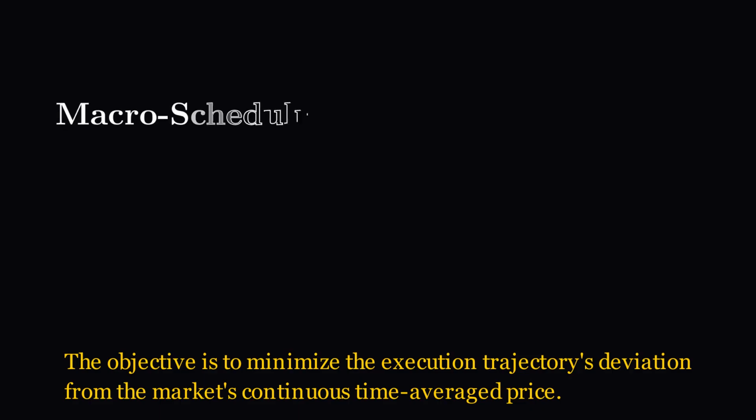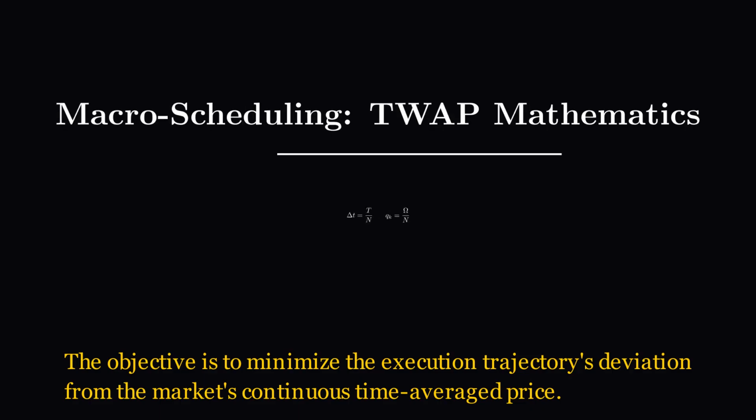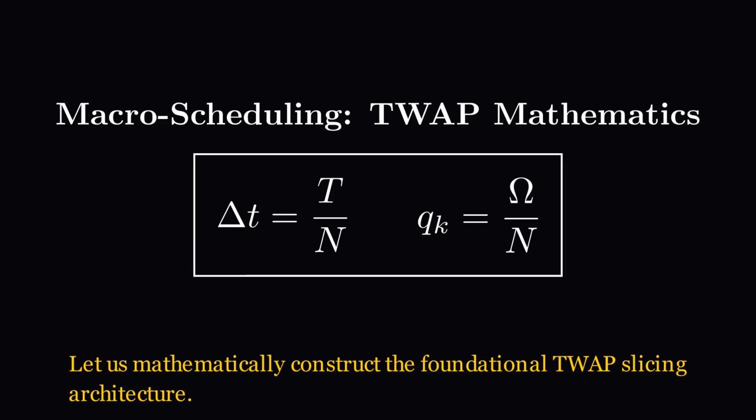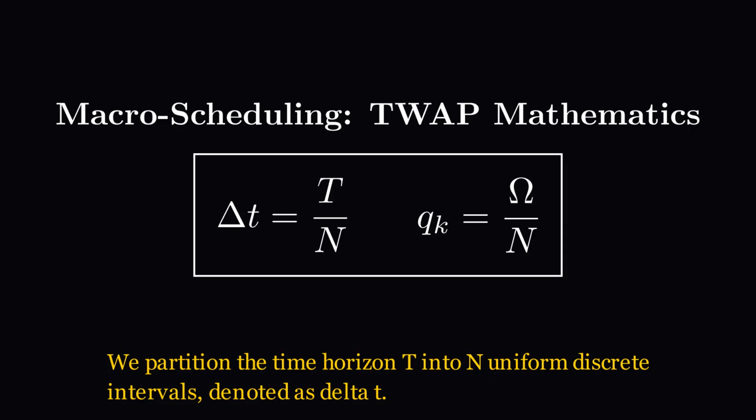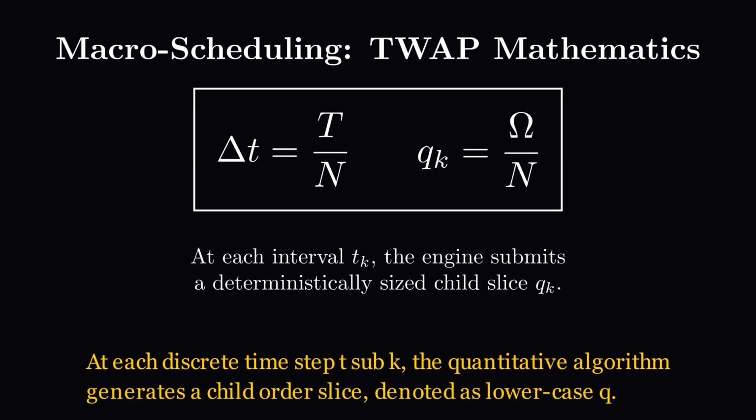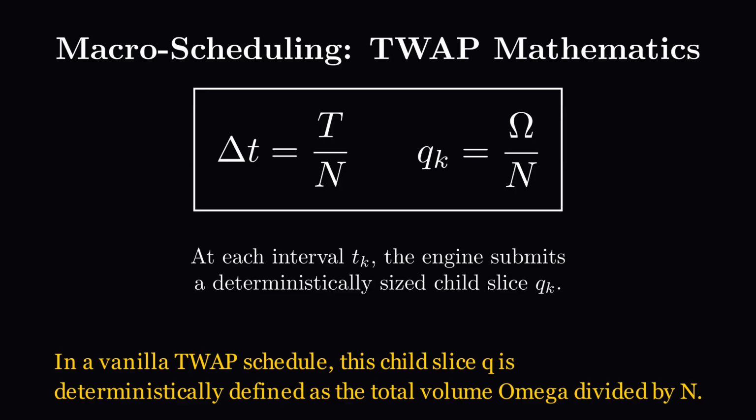The objective is to minimize the execution trajectory's deviation from the market's continuous time-averaged price. Let us mathematically construct the foundational TWAP slicing architecture. We partition the time horizon T into n uniform discrete intervals, denoted as delta T. At each discrete time step T sub k, the quantitative algorithm generates a child order slice, denoted as lowercase q. In a vanilla TWAP schedule, this child slice q is deterministically defined as the total volume Omega divided by n.